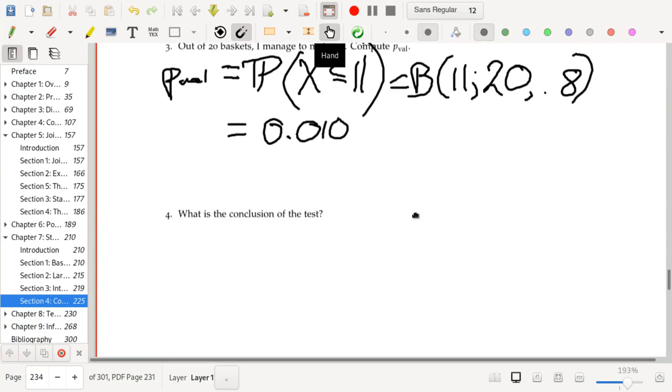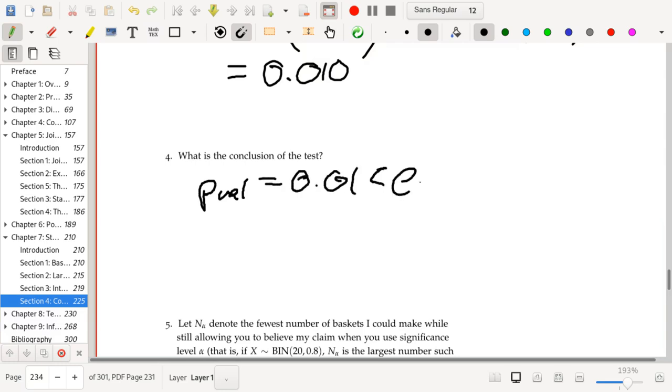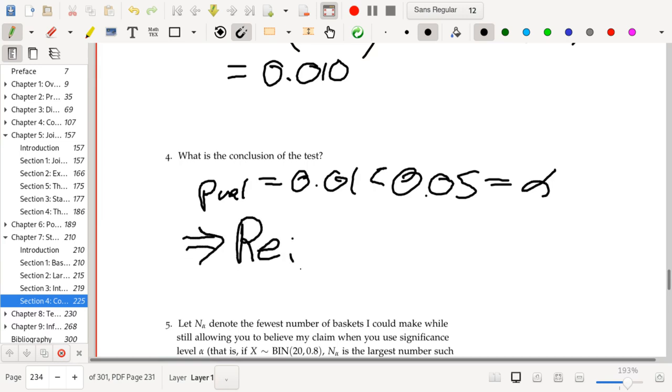So what is the conclusion of the test? At the very beginning, we decided that alpha was 0.05. So that means the p-value is going to be 0.01, and this is less than 0.05, which was your significance level. Since the p-value is less than your significance level, you should reject the null hypothesis. And there is a consequence for this. This means something in the real world.